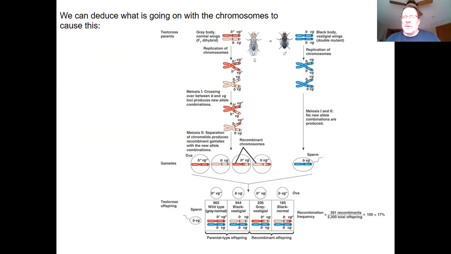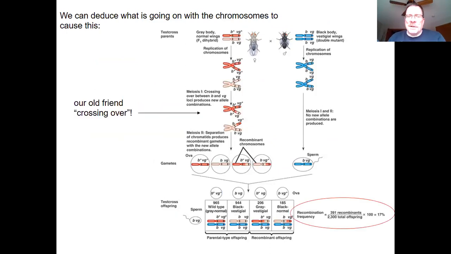So what do we see going on here? Well, we see our friend crossing over. The body and the wings are close enough on the chromosome that our old friend crossing over shows us where you get the non-parental combination, but they're so close together that their odds of crossing over are small, because you don't often see breaks between them.